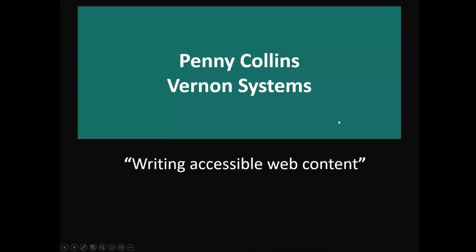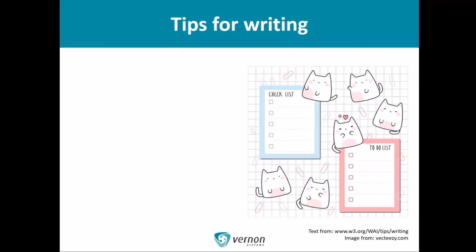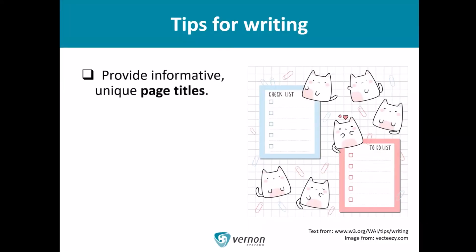The next presentation we had was from Penny Collins at Vernon Systems, just showing the work that we do to create web content that is accessible. She had a number of different tips for writing, and that included creating unique page titles. That does tie back to the cataloging in Vernon CMS, because things like Vernon Browser have a page title for each object record within your organization.